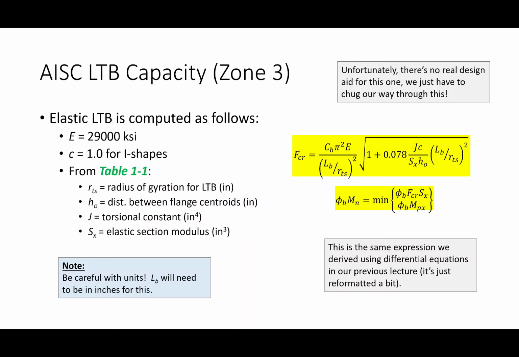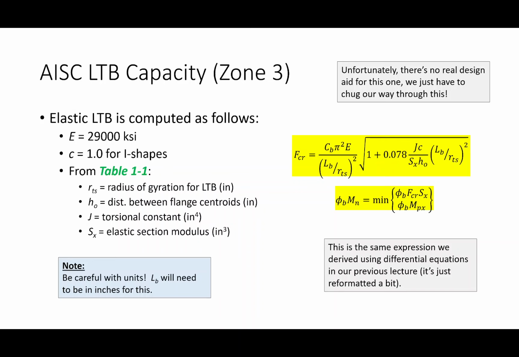Okay, couple things. What goes into this expression? Well, we need Cb, which we've talked about. We need an E value, which is 29,000 ksi. There is a term C that shows up, but it's just 1 for I-shapes. It has a computed value for channels. And then what else do you need? You need an rts, a J, an Sx, an ho. All these properties you can look up, so it's really just plug and chug. The only thing I'll say is be careful with the Lb value, because you're taking Lb and dividing it by this, so it needs to be in inches. Okay, just throwing that out there.